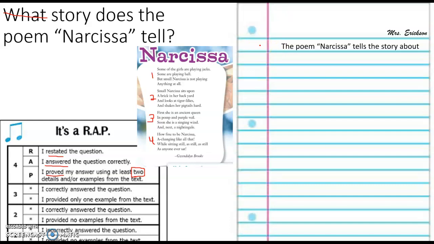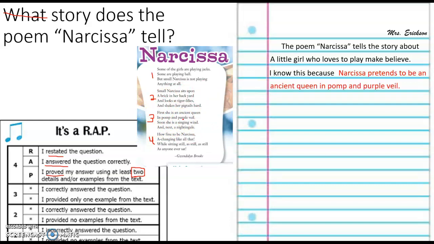Now I need to answer the question. A little girl who loves to play make-believe. Now I need to prove my answer with at least 2 details or examples from the text. So I'm going to use the sentence frame, I know this because. Now this is when I go back to the text and I use examples straight from there. Over here it says that she pretends to be a queen in pomp and purple veil. I've taken that straight from the text and I've used it in my writing.